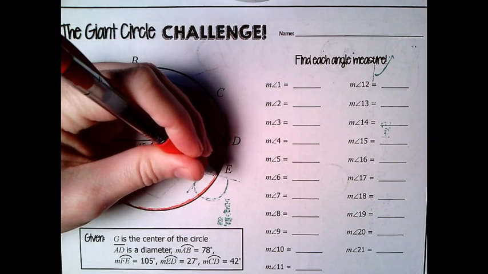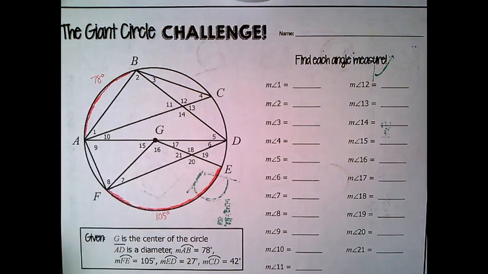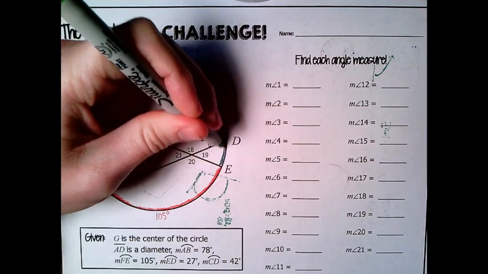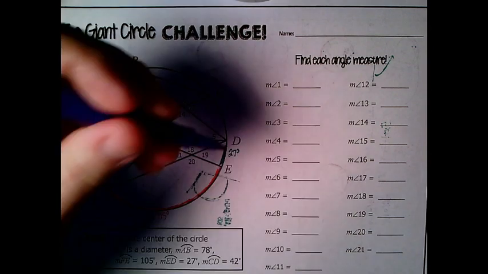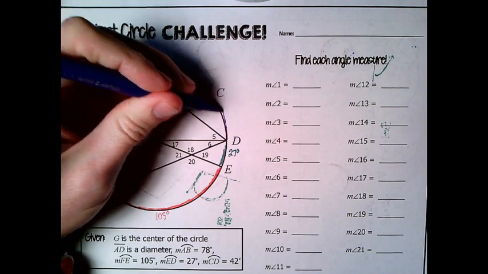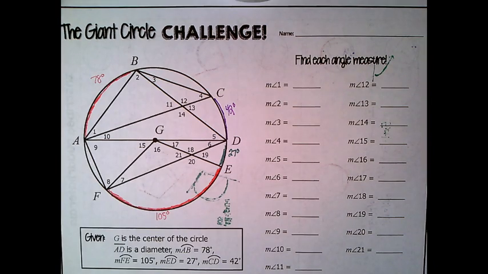This would be a great lesson for highlighters or something like that. 105 degrees. And then arc ED. They give me arc ED is 27 degrees. Maybe I'll use a different color. It's 27 degrees. And then they give you CD is 42. So let's use purple on that. So this is 42 degrees.